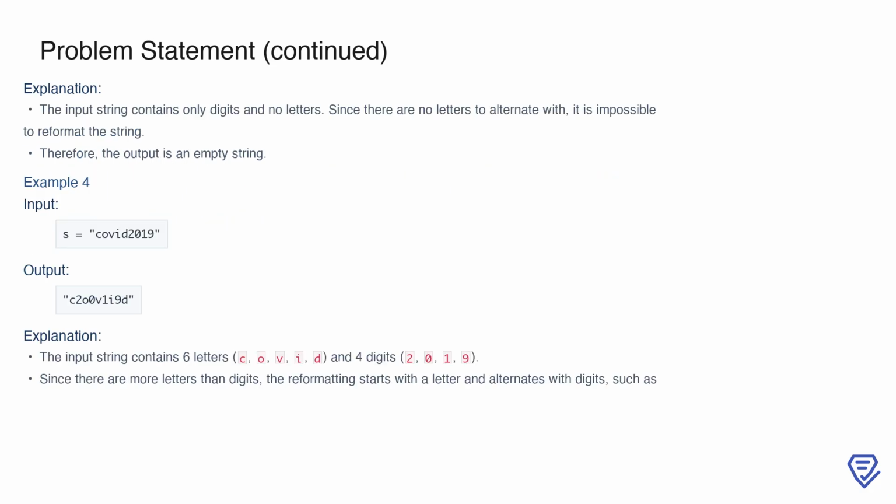Now, consider the example where S equals 122985739. Here, the string contains only digits and no letters. Similar to the previous example, there is no way to alternate between letters and digits because letters are completely absent. Therefore, the output is again an empty string. This reinforces the idea that having only one type of character makes reformatting impossible.